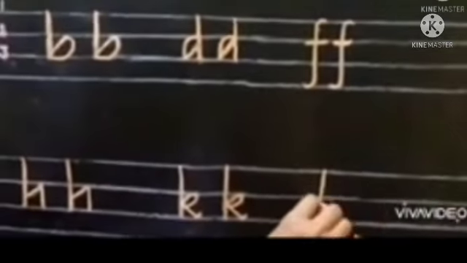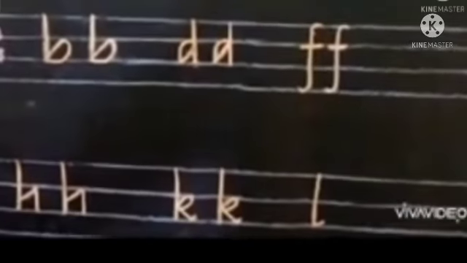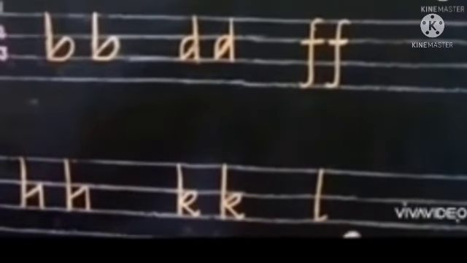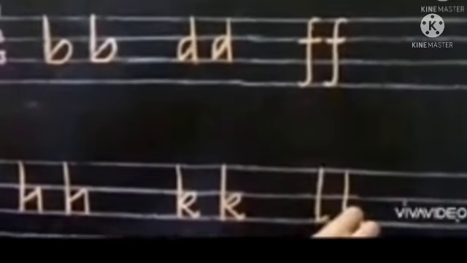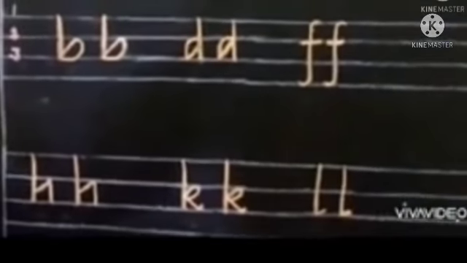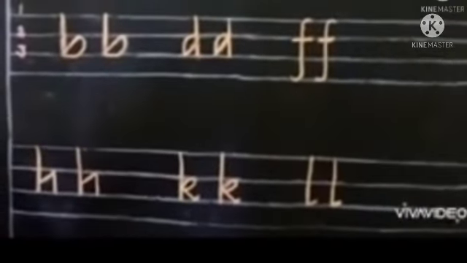Next letter is L. Draw a straight line with slant ending. This is L. Once again, children, draw a straight line with slant ending. This is L. Okay, children, read along with me.